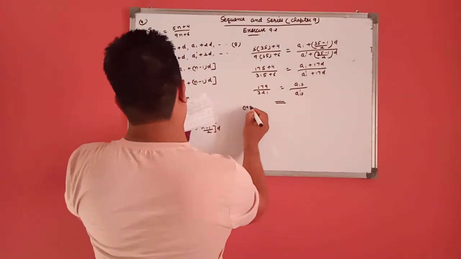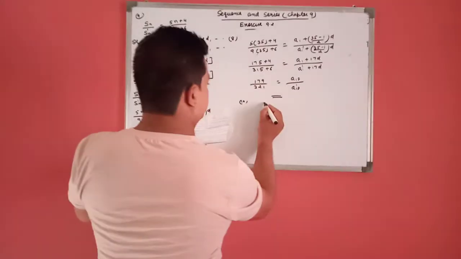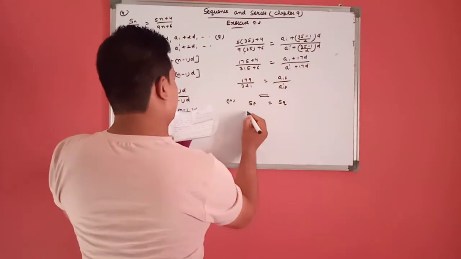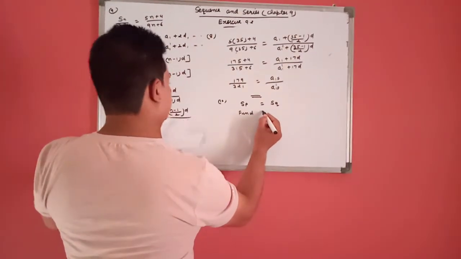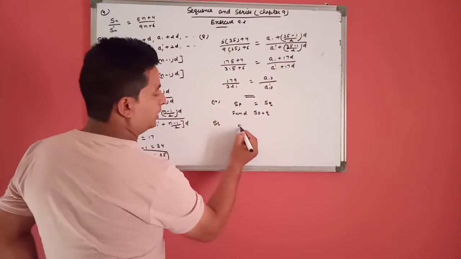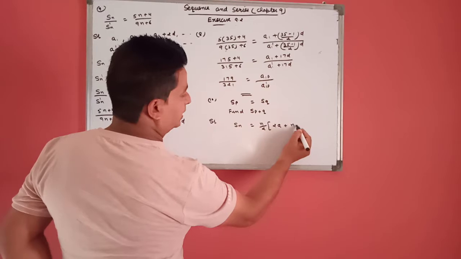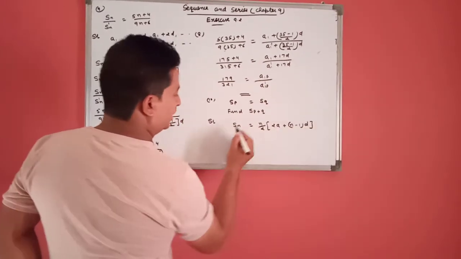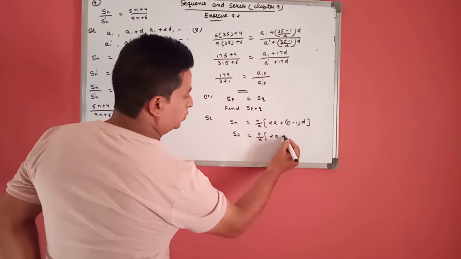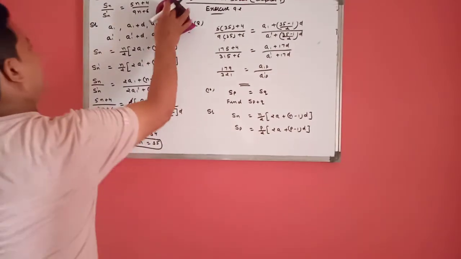In the 10th question, this is a very important question. If the sum of the P terms, SP, is equal to the sum of the Q terms, we are required to find the sum of the next P plus Q terms. As we know, the formula of Sn is equal to n by 2, 2a plus (n minus 1) into d. Here we first find SP, which is P upon 2, 2a plus (P minus 1) into d. And we find SQ.